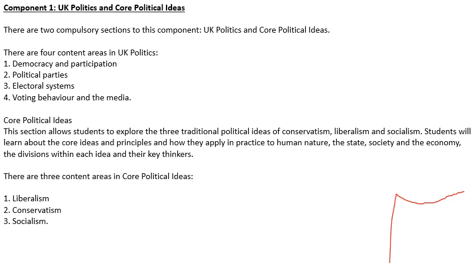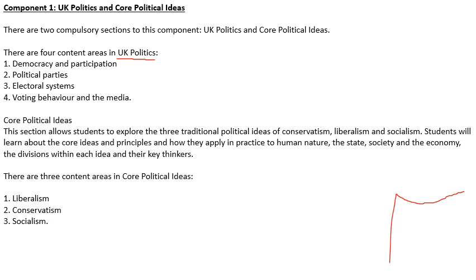It's split into three different parts. The first part is UK politics. So we look at democracy and participation. That is the theories behind democracy, the extent to which people are involved in the democratic process, political parties, electoral systems, so how people vote and voting behaviour, and the media and the way people are influenced.